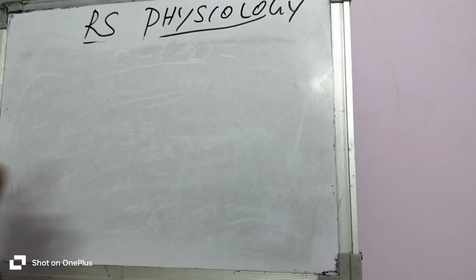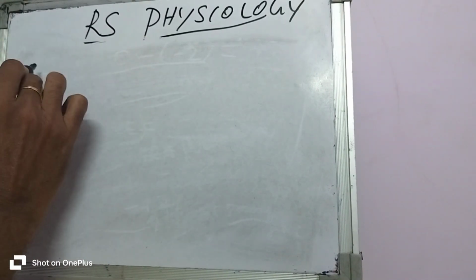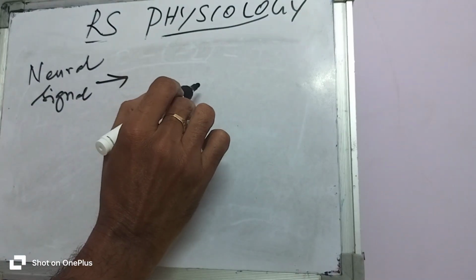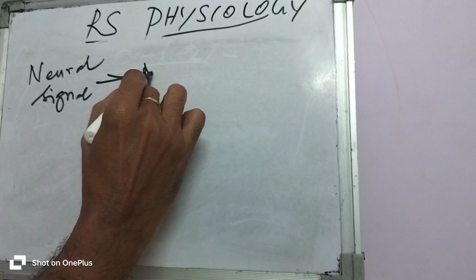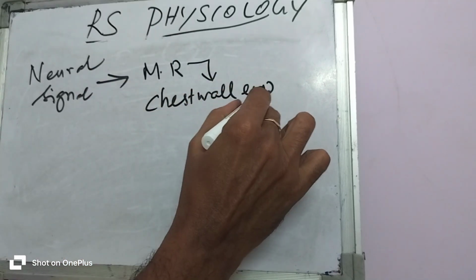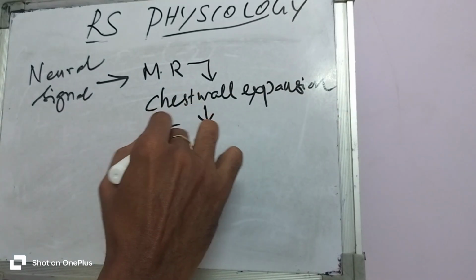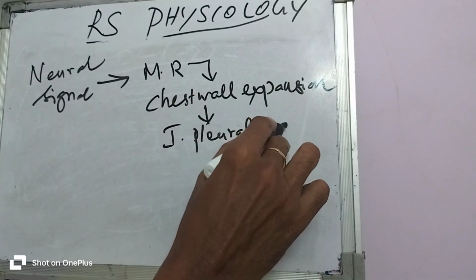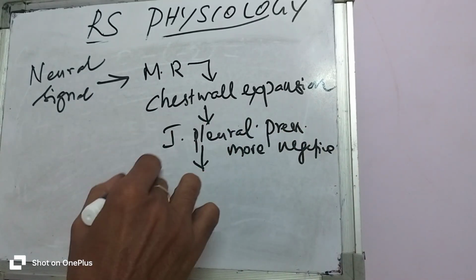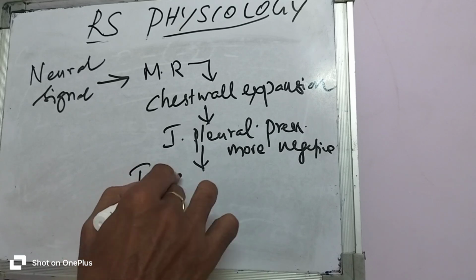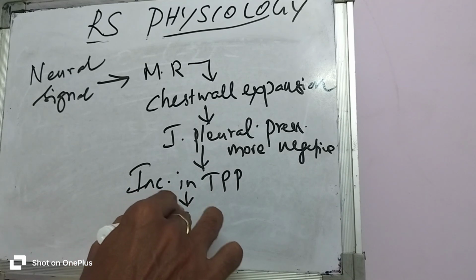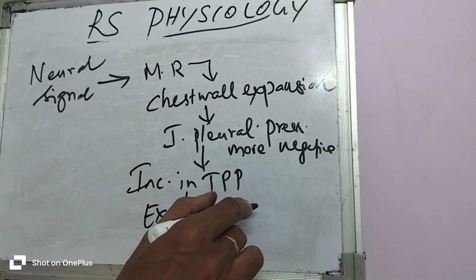So with this introduction, we go for the events during the respiration. The neural signals from the brain reach the muscles of respiration through the motor neurons, and the muscles of respiration are activated and cause chest wall expansion. This is the first event. Due to the chest wall expansion, the intrapleural pressure becomes more negative. Normally it is negative, it becomes more negative, and now this causes the increase in the transpulmonary pressure. As I already told you, increase in transpulmonary pressure causes expansion of the lungs. So this transpulmonary pressure is a measure of the elasticity or the expansibility of the lungs.